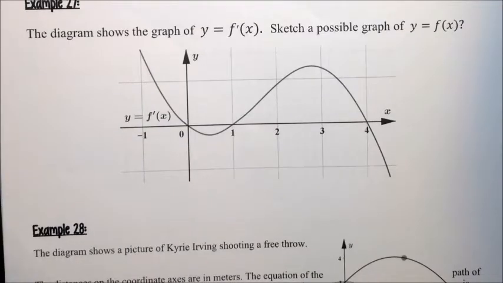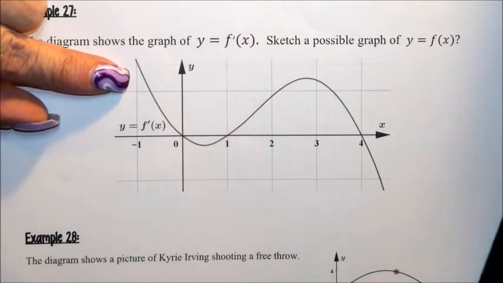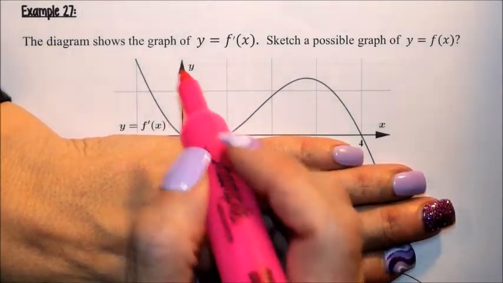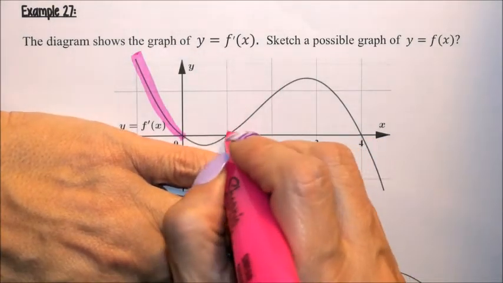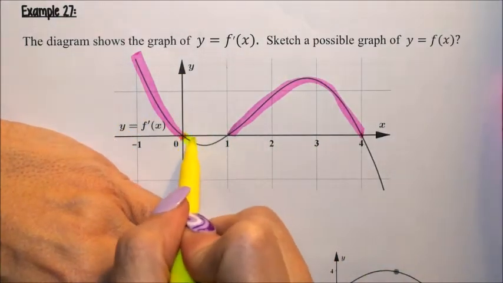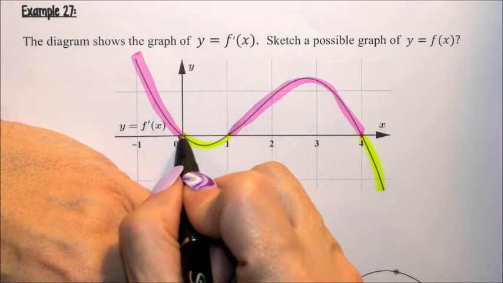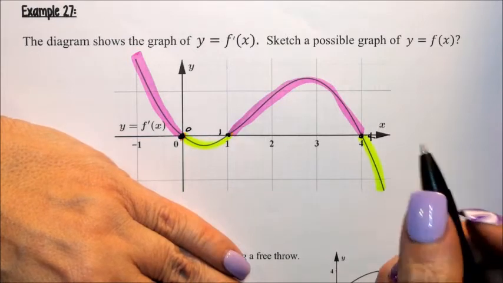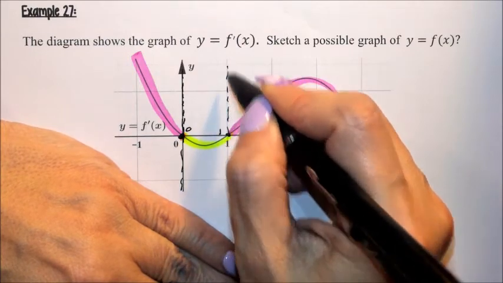All right. The diagram shows the graph of y equals f prime of x. So again, this is the derivative. Sketch the possible graph of f of x. Okay. So you're going to look at when is the graph above the x-axis. So we are positive here. And we are positive here. We are negative down here. And we are negative here. 3 turning points. It turns at 0. It turns at 1, and it turns at 4. All right, so I'm going to put some dashed lines here. It helps me when I do these. These are my turning points.